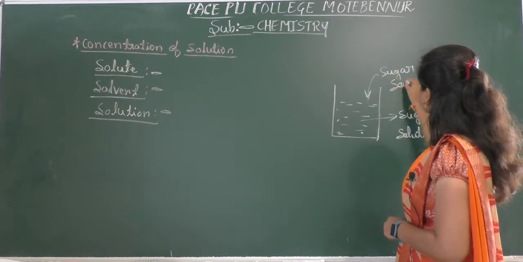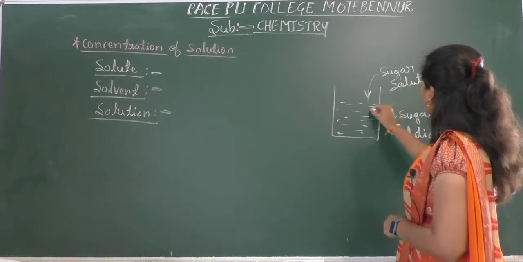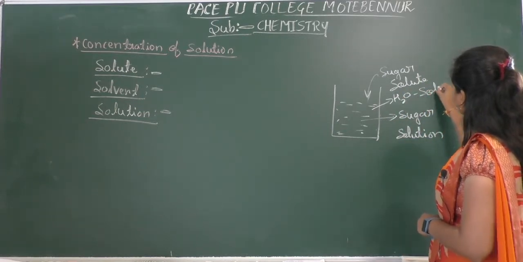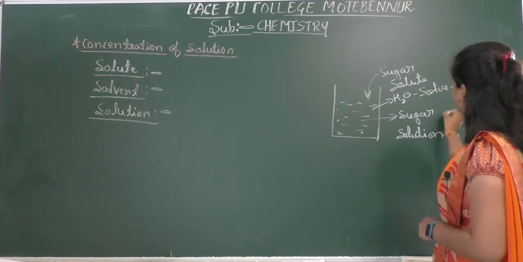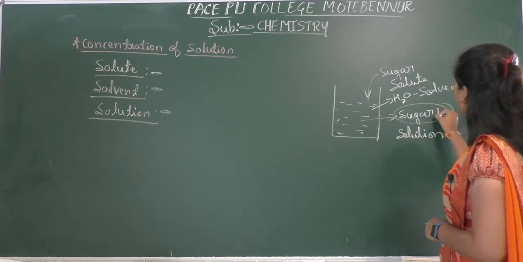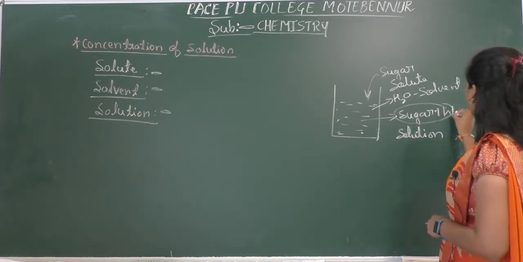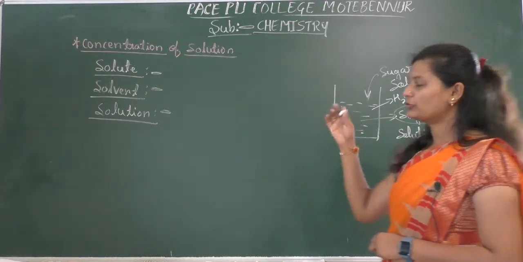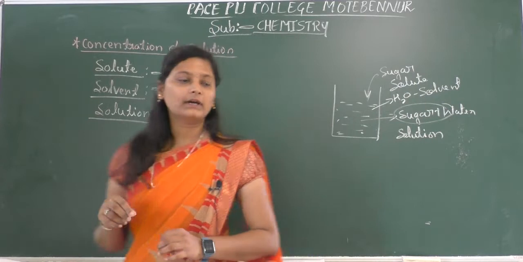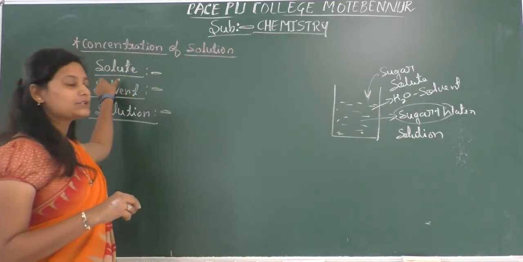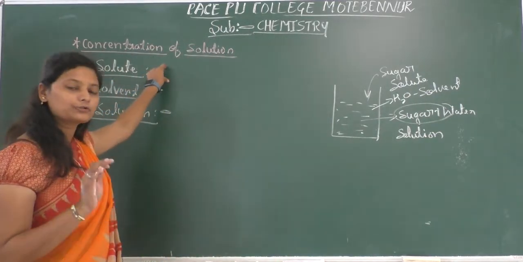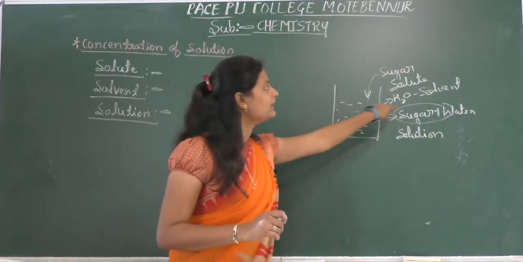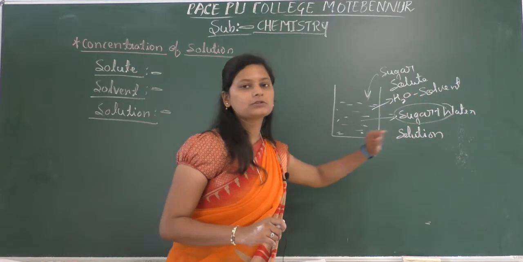So that is solute, water is solvent, and this sugar solution means sugar plus water, that is solution. Okay, so then what do you mean by solute? Here the solute is the small amount of component which is dissolved in the solvent to form a solution.